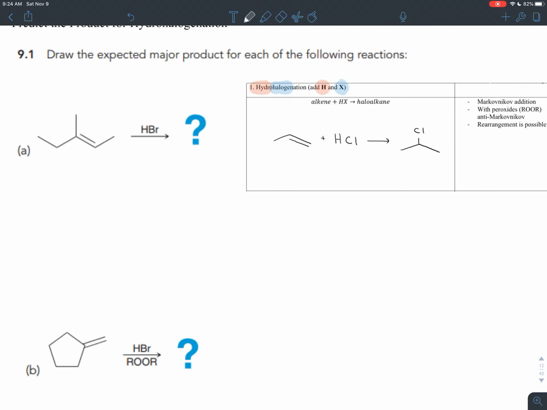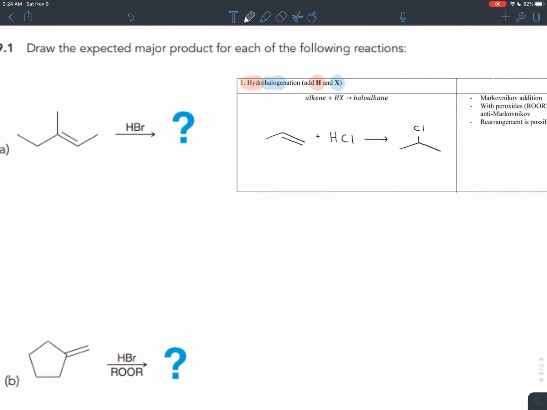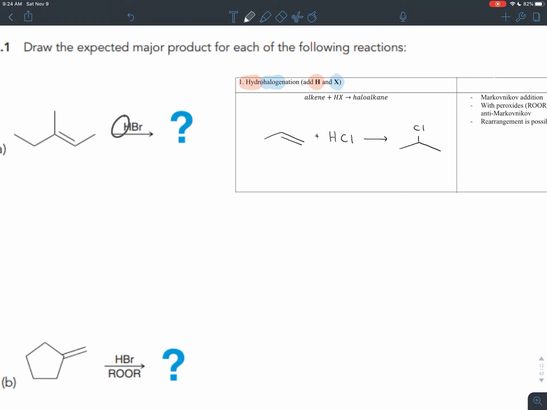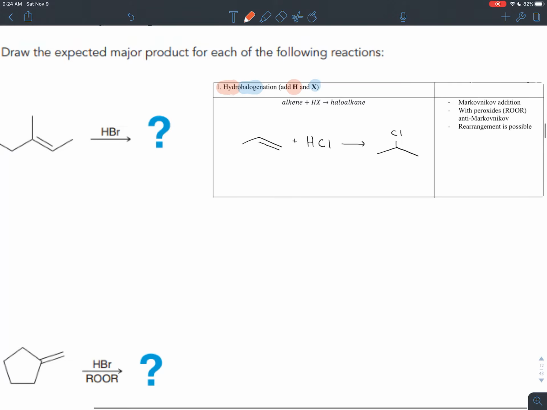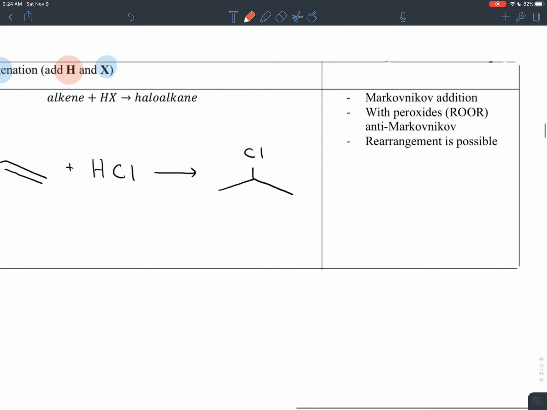Okay, well there are two options here. We know we're adding hydrogen and some halogen, and we're going to be adding those onto the carbons in the double bond, provided that there is not a carbocation rearrangement. And these are different things, the hydrogen and the halogen, so we have to think about where each one goes. And there are two options here.